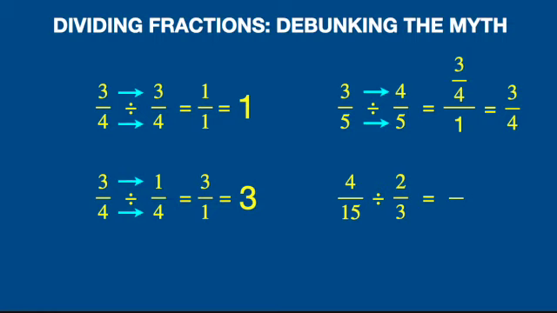And here's that tricky one, but not as tricky now when we think about it this way. 4 divided by 2 is 2. And 15 divided by 3 is 5. And we got 4/10 before by using common denominators, but 2/5 is an equivalent fraction, so it still works.